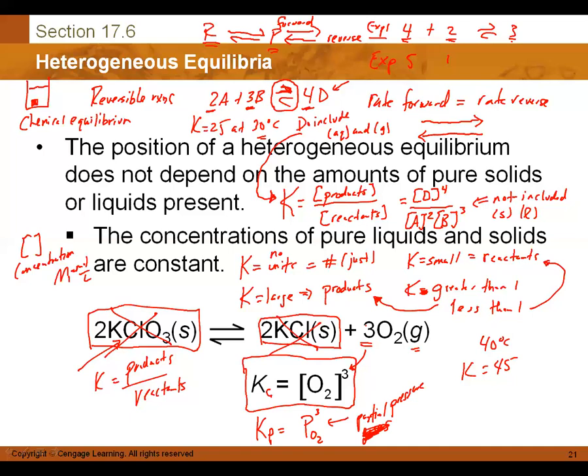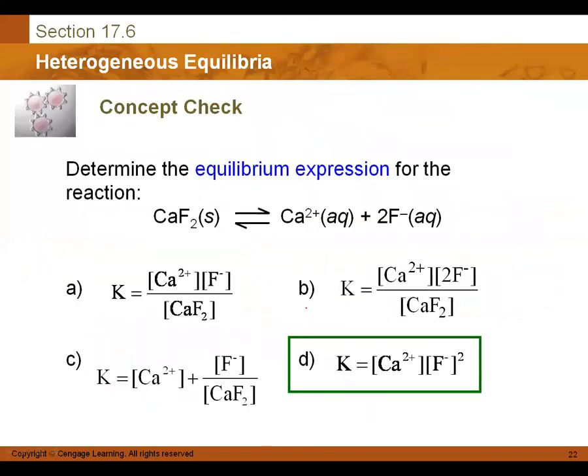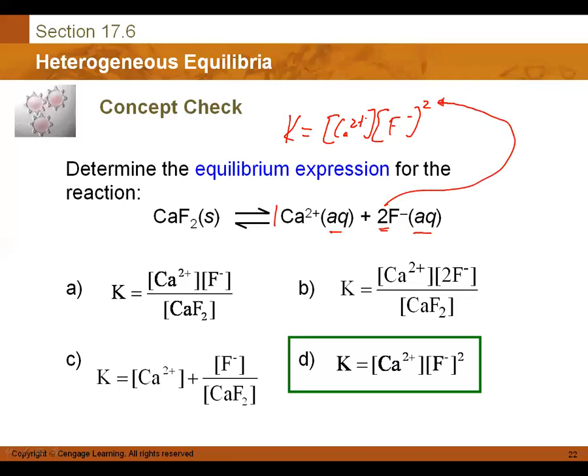All right, so we'll take one more. Let's take a look at this one here. Again, we're going to do our products over our reactants. When we look at it, our products are both aqueous, so they both would be included. So K is equal to the concentration of calcium times the concentration of F minus, squared because of this coefficient. Technically, the coefficient here is 1, which is why, as usual, we don't write the 1, but it's assumed to be 1 in this case.